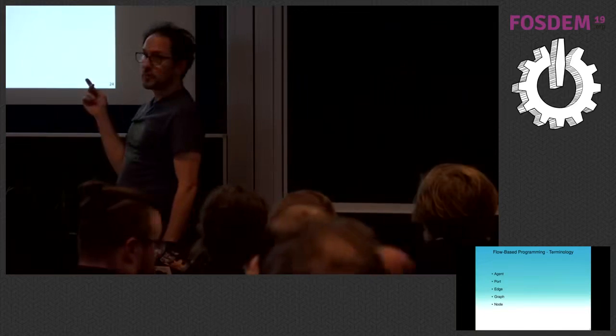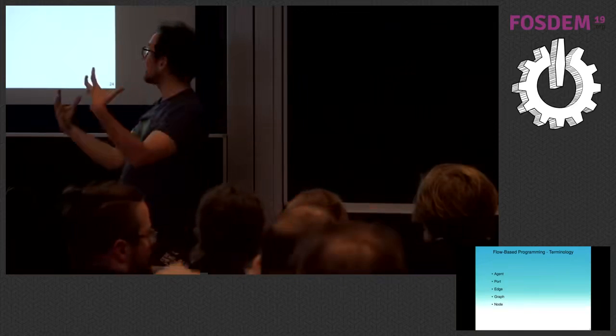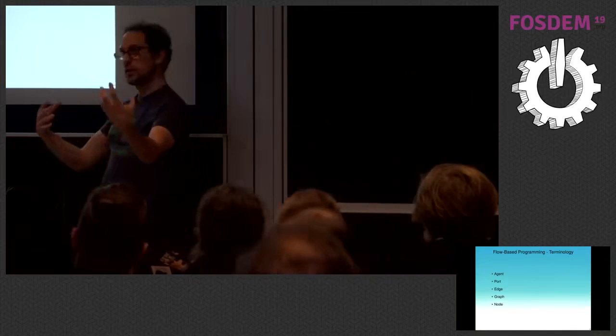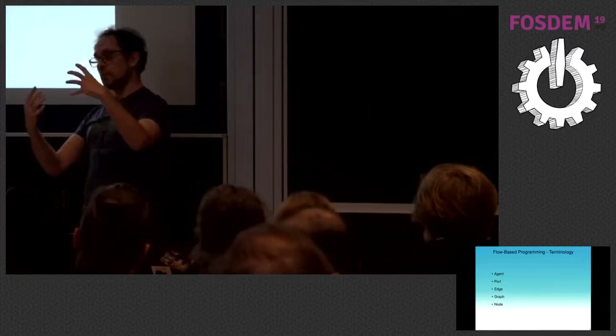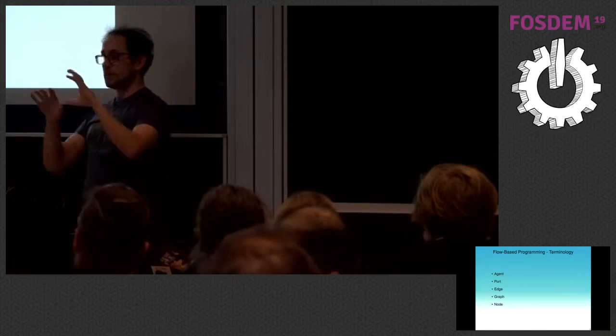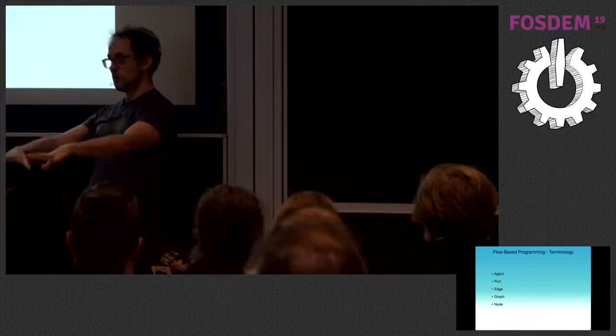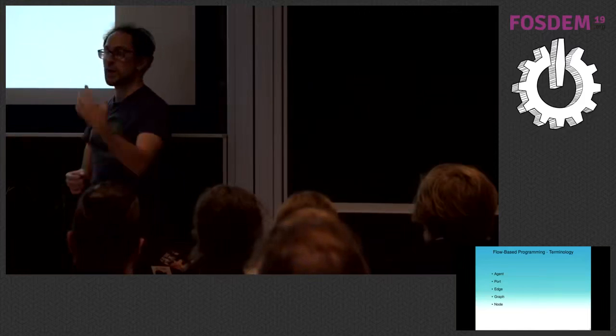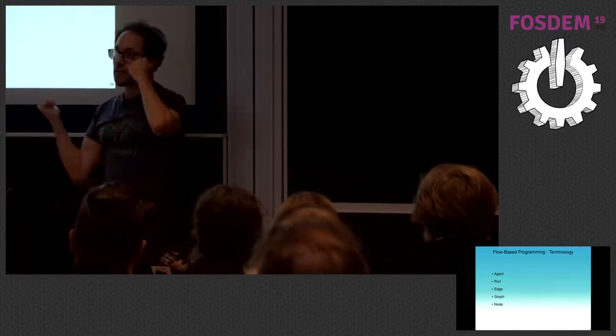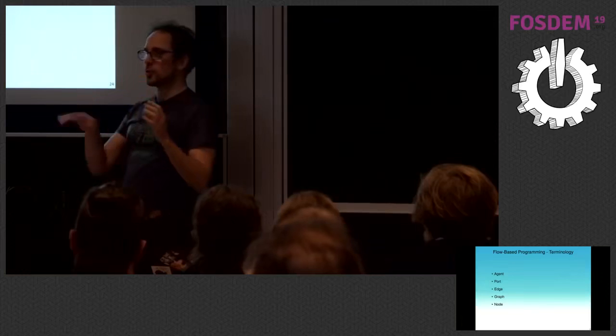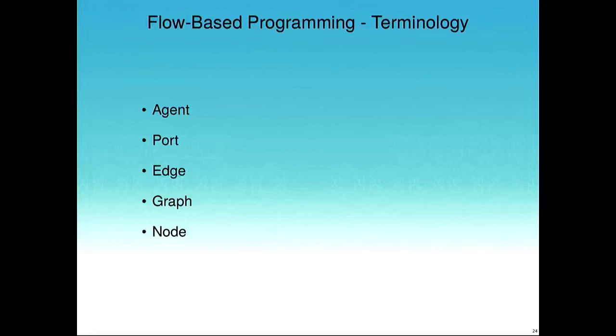The graph, that's the set of agents and edges. And a node, that can be either an agent or it can be a subgraph. So you put graphs into graphs. So that's why we have the expression node. Within a graph, you can just talk about your nodes, and maybe this one is an agent, maybe this one is a subgraph.